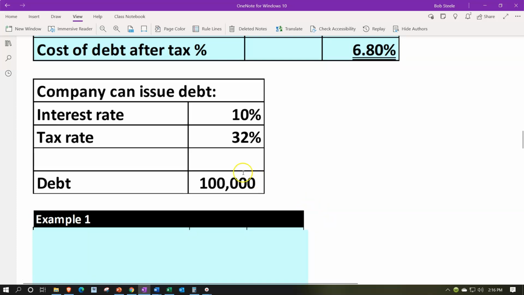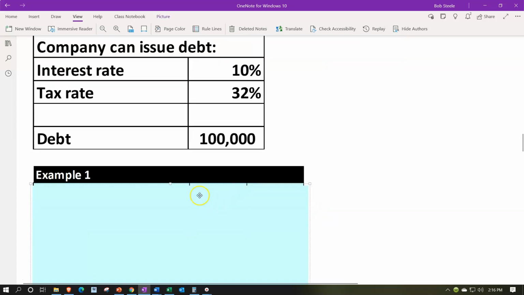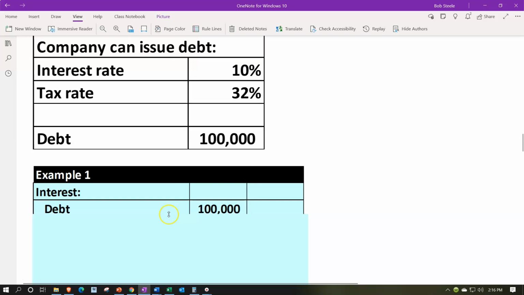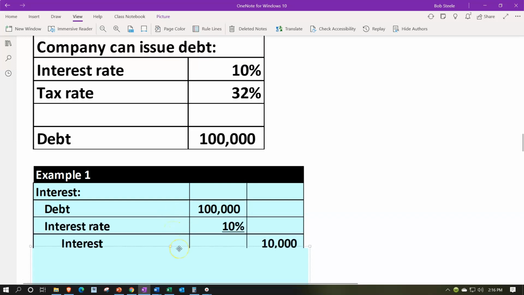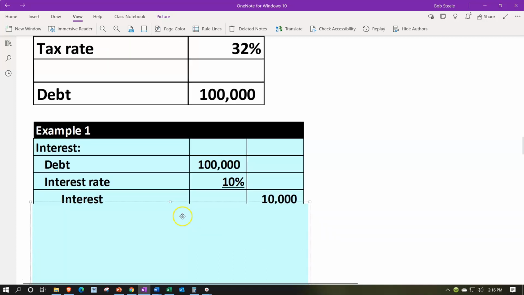But in any case, now let's do the same thing with the 100,000 here. We're going to say here's the interest. We've got the debt times the rate. This is how most people would probably work this out in their mind if they were just doing it themselves and they're just saying, let me see if I can make sense of this. We're going to take the 100,000 times the 10%, which is 10,000. That's how much interest we're going to pay.